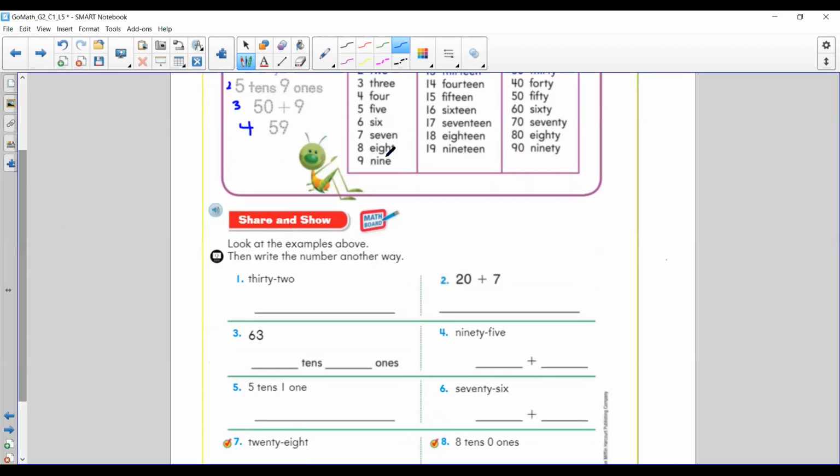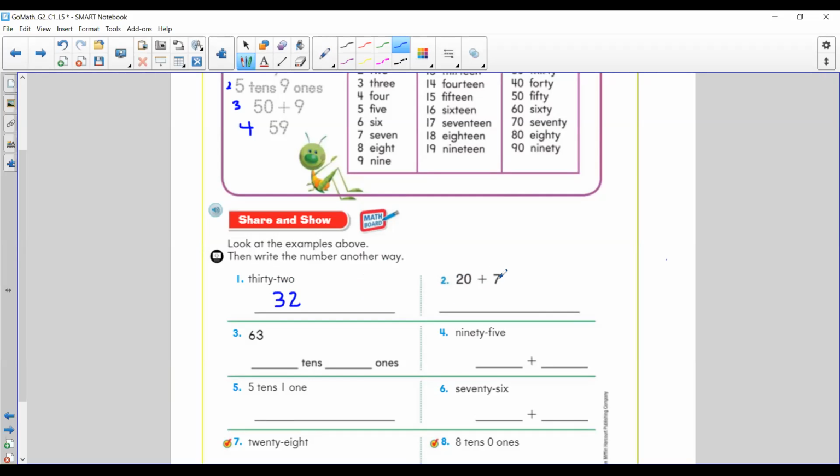Okay, so look at the examples above. Then write the number another way. Okay, this one's written in words, thirty-two. So choose the way you would like to write it. I think I will write 32. Now you could also write 30 plus 2, or 3 tens and 2 ones. So those are all correct.